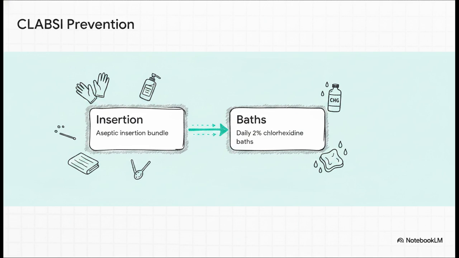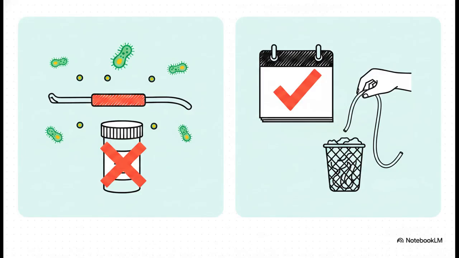We're talking daily 2% chlorhexidine gluconate full-body baths. This isn't just a nice-to-have idea. It's the critical ICU standard of care for central line patients. Next up is the urinary catheter, and man, this introduces a massive exam trap.